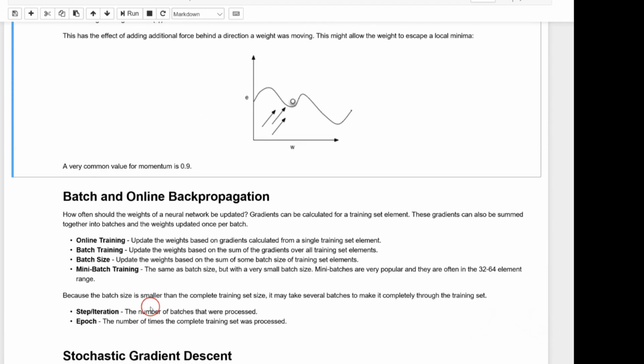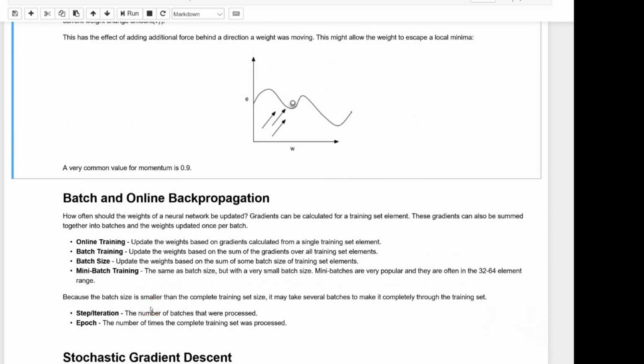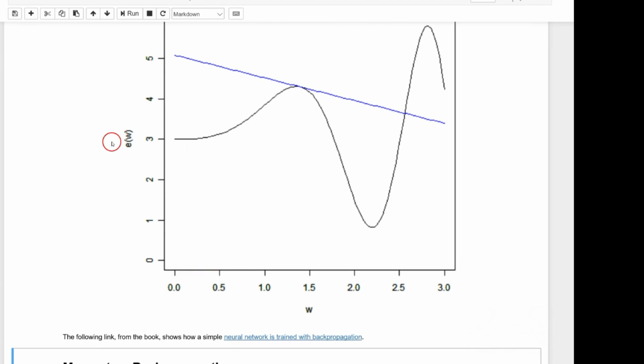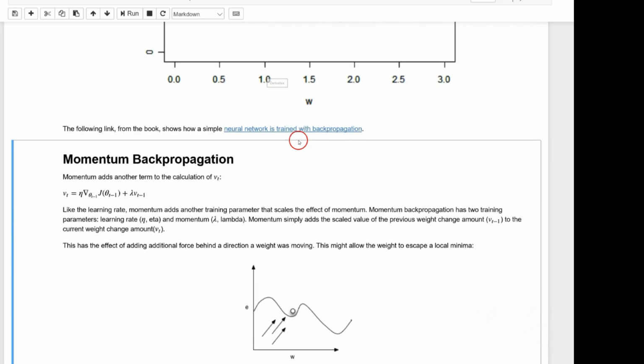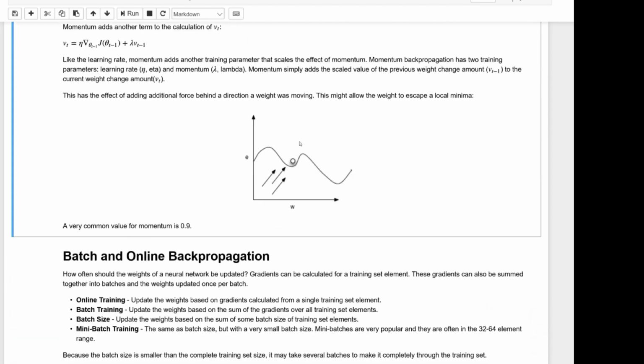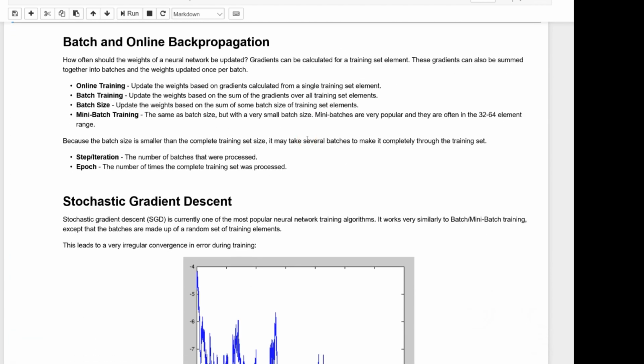Next, we're going to look at batch and online backpropagation. This is an important concept for propagation training. We'll see later that we can configure these values in TensorFlow and determine what the batch sizes will be. Batch is simply how many training set elements you need to go through. Each of these gradients that we're calculating is for a single training set element. So you might have 1,000 elements in your training set.